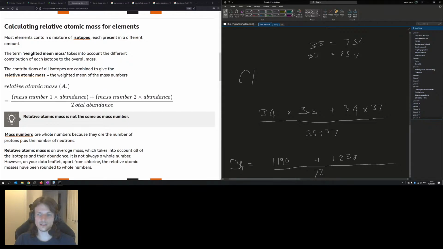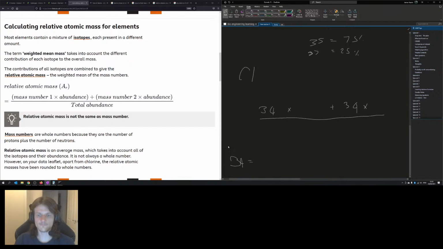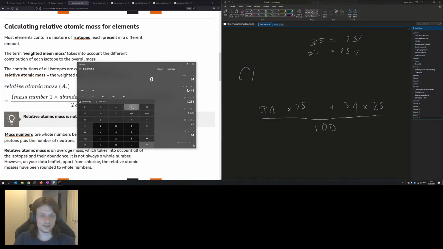So now this equation is different because it's going to be 75 plus 25 divided by 100. Oh, I see. Okay, that makes some sense. It took me a little while to realize that. 35 times 75. Let's see what comes out though.